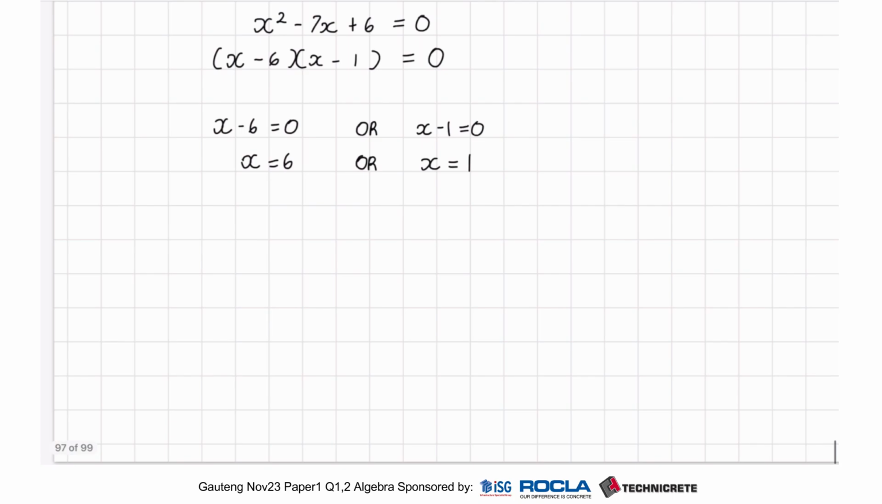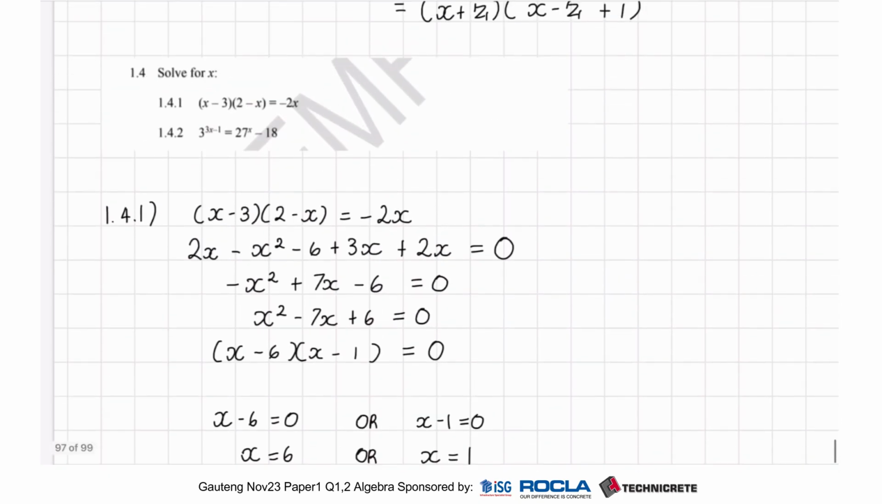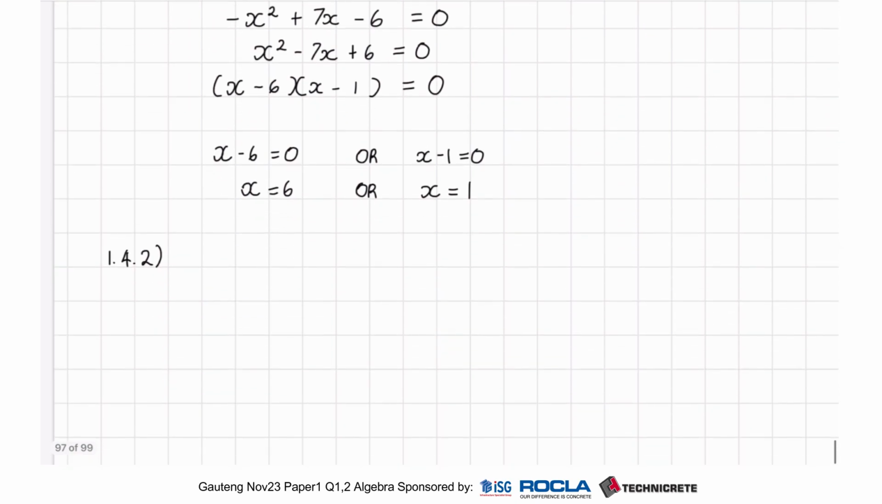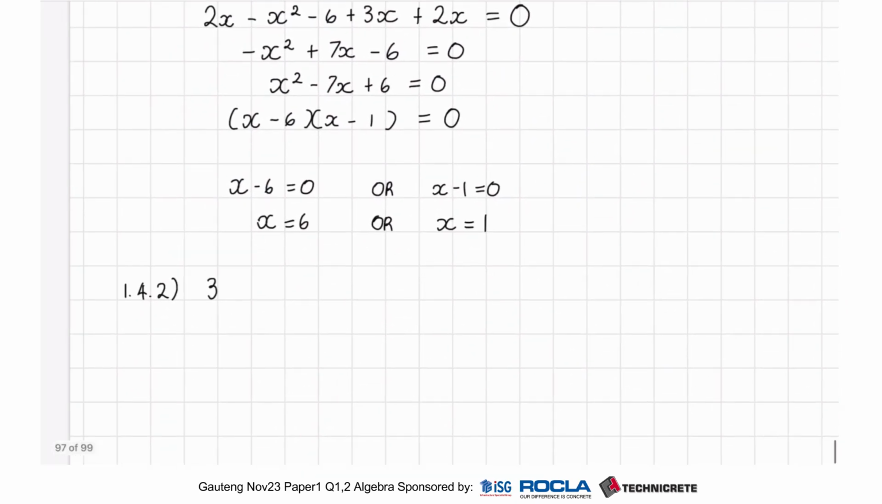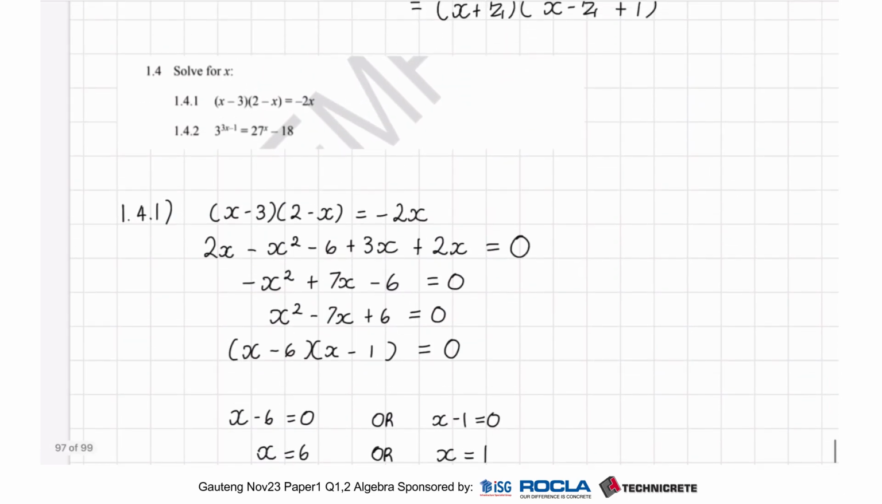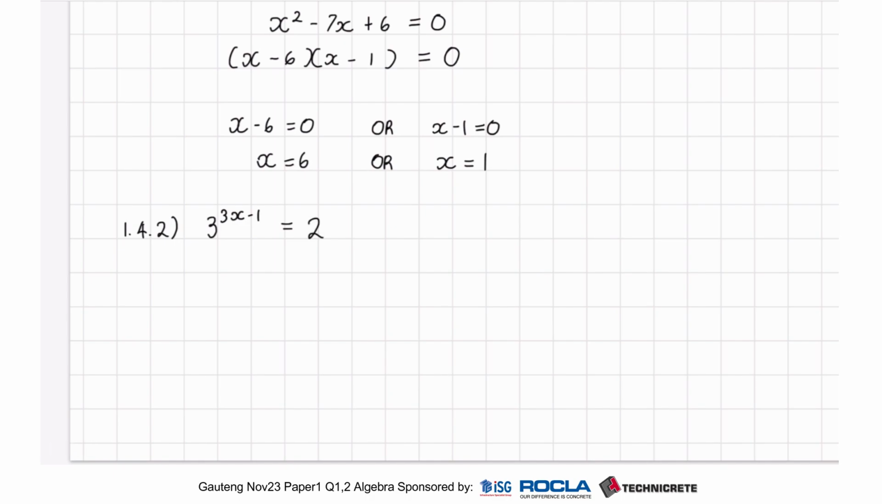Then 1.4.2, we have 3 to the power of 3x minus 1 is equal to 27 to the power of x minus 18. So again, like in the previous exponent questions, I want to be able to use my exponent laws to add and subtract these exponents with x in them.